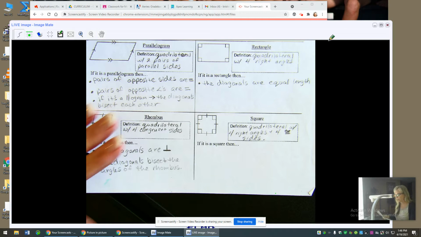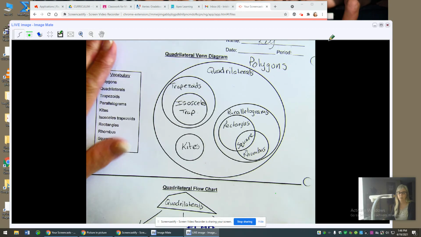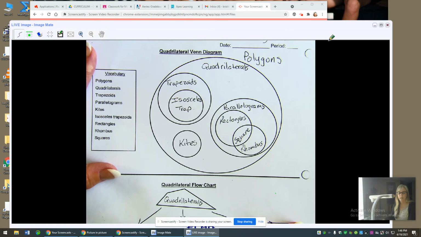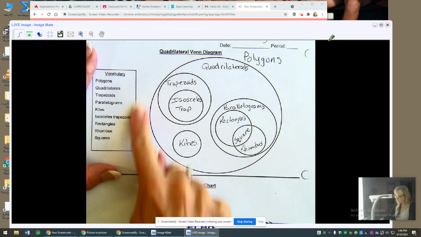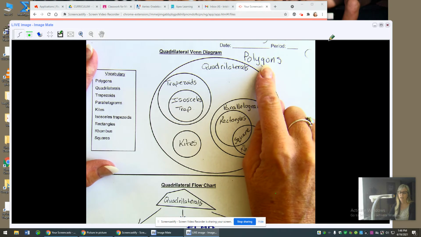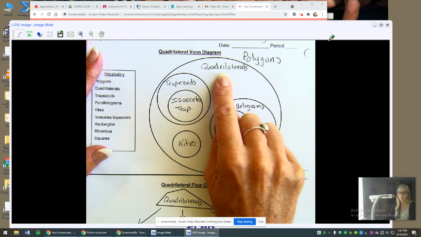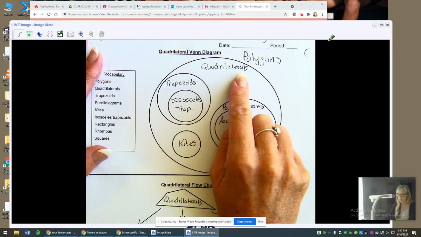There are a few other organizational charts that can help us better understand it. I filled this in already. I probably shouldn't have, but it saves a little time. All of these things are polygons. Remember, we defined that the first day of this unit: an enclosed figure with straight sides. There are multiple sides. You could have a five-sided polygon, a pentagon. You could have an eight-sided polygon, an octagon. But our focus has become four-sided polygons, which are called quadrilaterals.